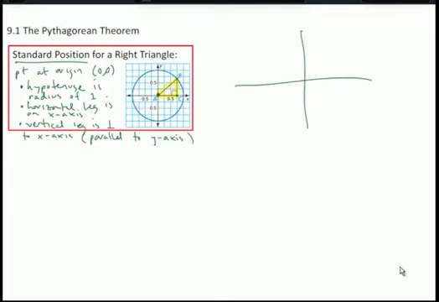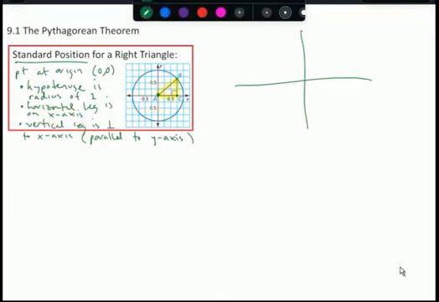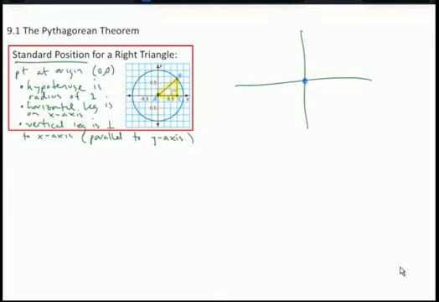Okay, so if you are looking at a right triangle in standard position, you're going to start with a point on the origin. You're going to create a hypotenuse of 1. Your right angle is going to be between your horizontal leg and your vertical leg. That's the right triangle in standard position. Okay, so that's just some terminology you might see, and that's what it's referring to.